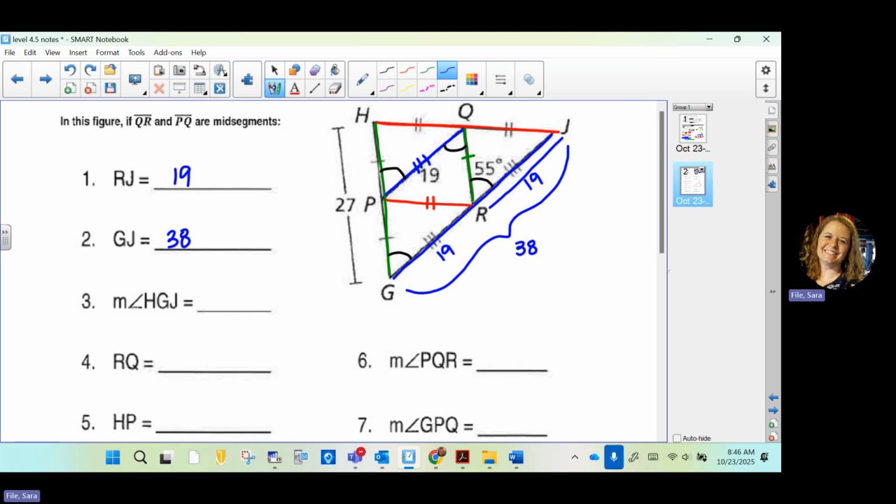Okay, the measure of angle H, I'll highlight this one here. HGJ, H to G to J. So that is this angle. If I come all the way from H to G to J, you don't have to highlight the whole thing, but that's this angle down here. What does that measure? What did we mark it as? We put an arc on it because it's the same as 55.